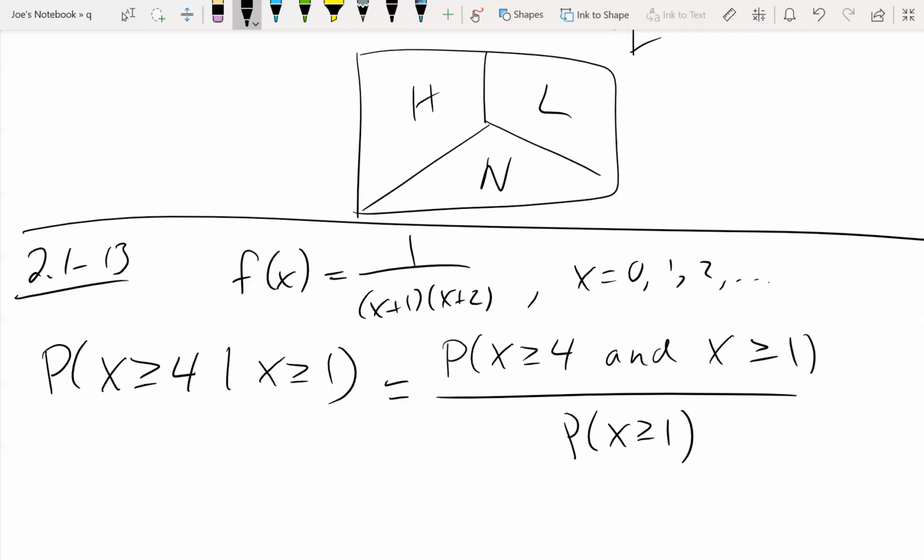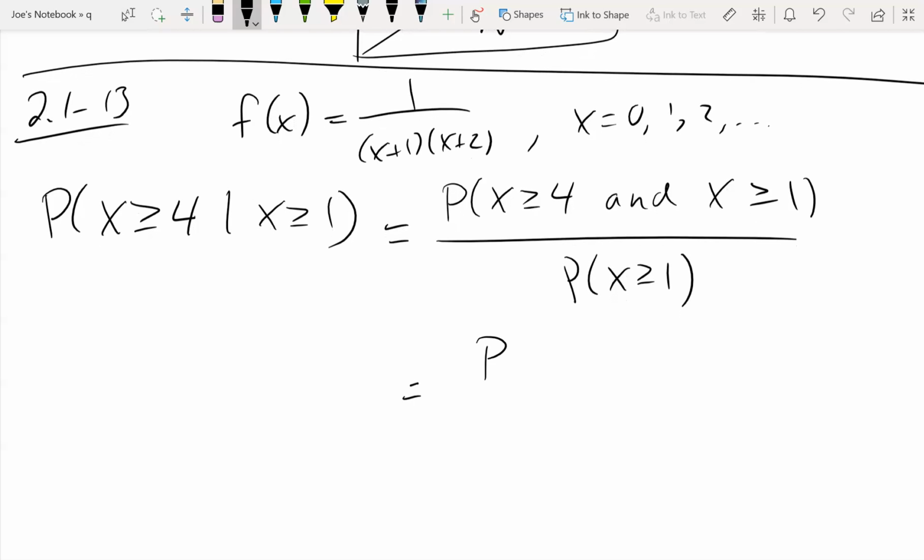So let's see if we can simplify this a little bit before we go through the probabilities. Probability of x greater than or equal to 4 and x greater than or equal to 1. Can I simplify that statement? Yes, probability that x is greater than or equal to 4. Why? Because being greater than or equal to 4 is a subset of being greater than or equal to 1. So if it's greater than or equal to 4 and greater than or equal to 1 at the same time, it's the same as being greater than or equal to 4. I don't have to worry about the greater than or equal to 1 part.